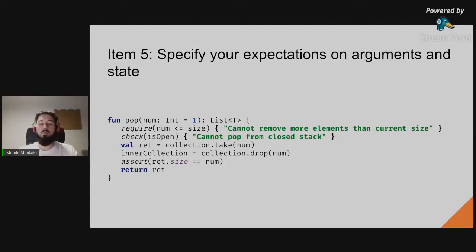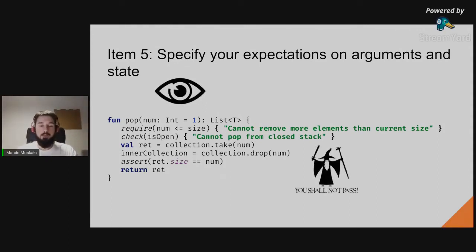So this is a pop function that pops a number of elements. It requires the elements to be smaller than size, so we can pop them all. It requires this collection to be open, and it also asserts that the returned number of elements is as we expected. So thanks to the way we specify it, it is highly visible. It will also not let incorrect code be executed.